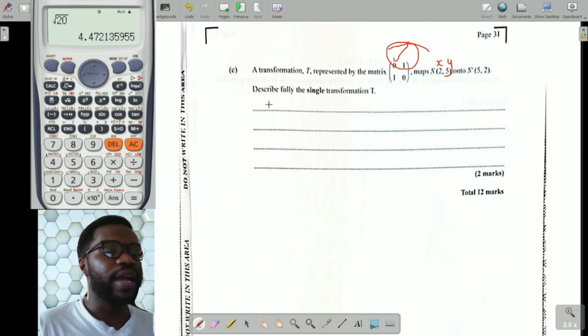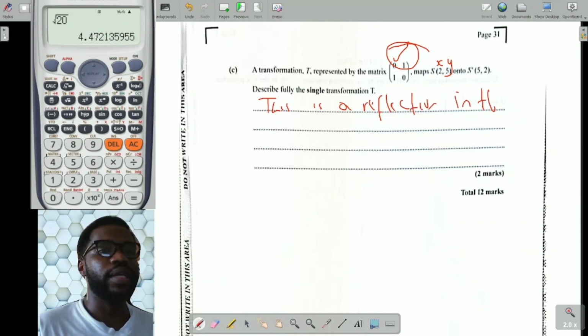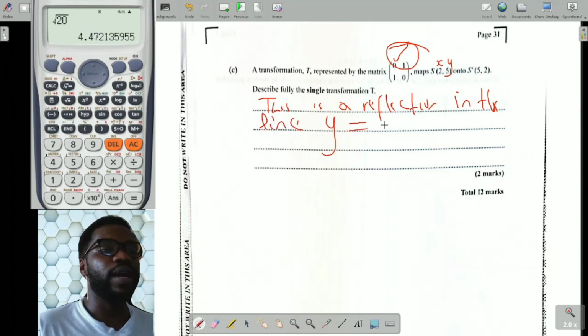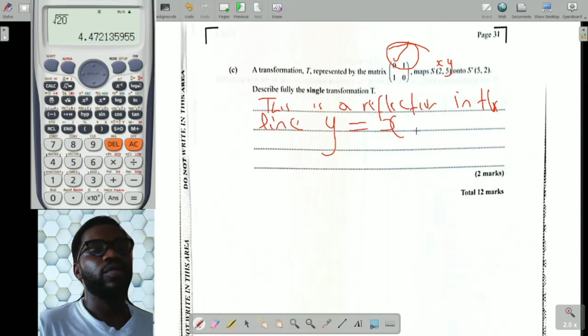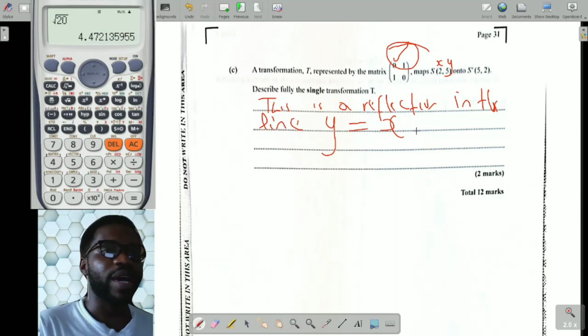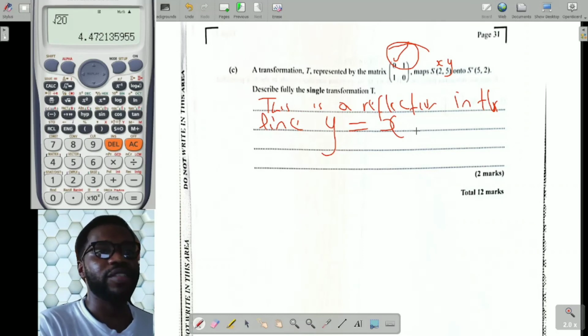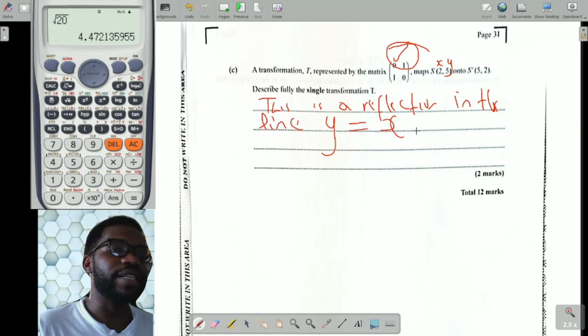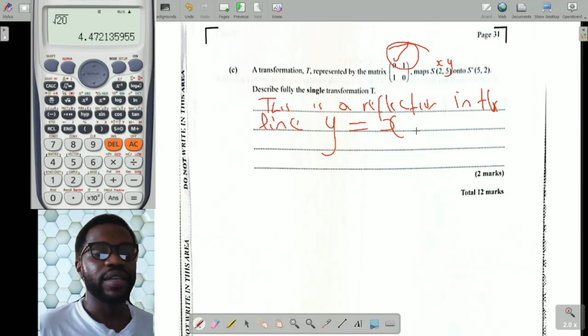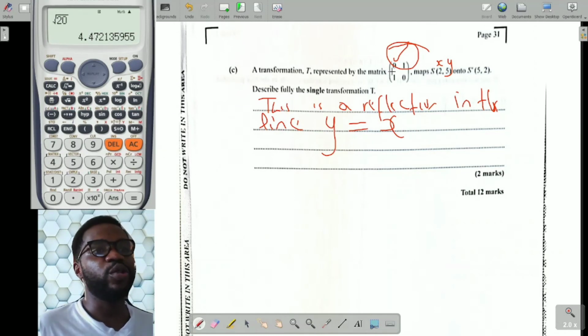So in my brain, I know that this is a reflection in the line y equals x, because the x value becomes the y value and the y value becomes the x value. So it's like a switch. Y becomes x, x becomes y. So that is how we know it's a reflection in the line y equals x. A good way to remember it, right? So even without knowing the matrix, you know exactly what had happened.